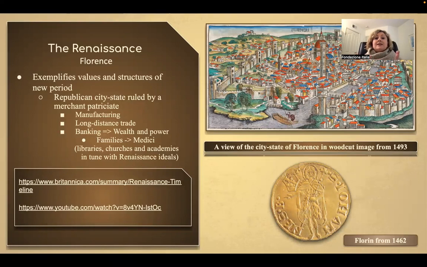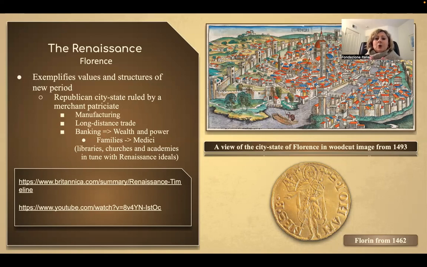It was a Republican city-state, which was ruled by a merchant nobility. And the economy of Florence was in manufacturing, long distance trade, banking, and the wealth and power of very powerful families, not only the Medicis, but others as well. And this powerful family really invested in libraries, churches, academics, which were in tune with Renaissance ideals.